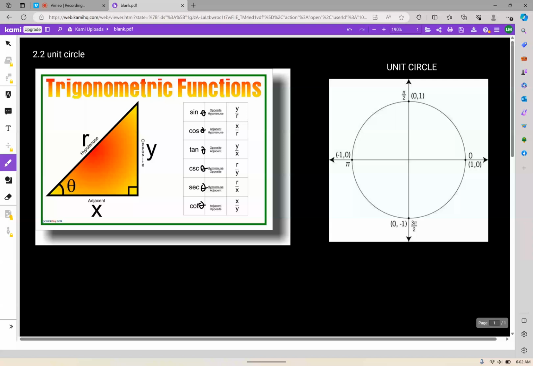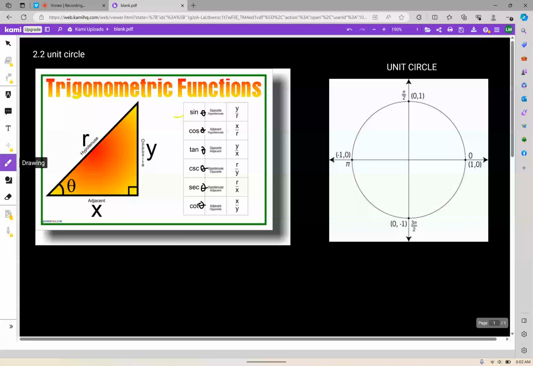2.2 unit circle. So let's review some trig functions. Please recall that the sine of theta is the opposite side over the adjacent side. Cosine is adjacent over hypotenuse, tangent's opposite over adjacent. And then the following three functions are reciprocal functions of the first three.